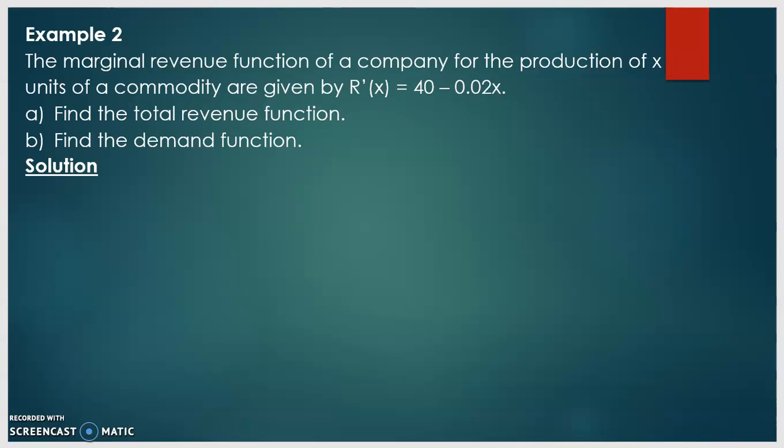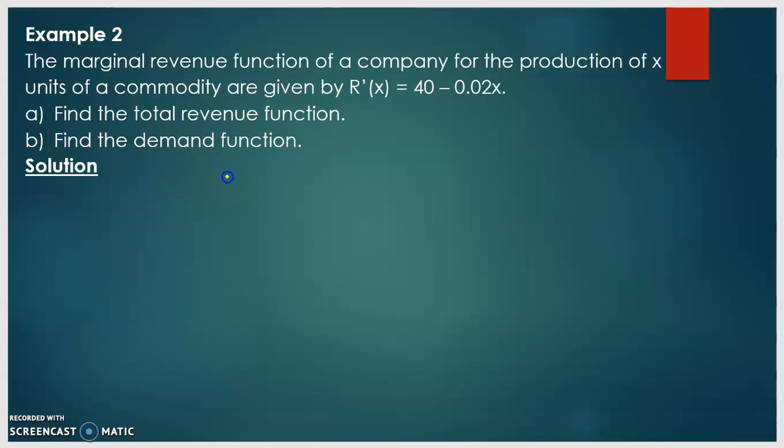Now we look at example 2. The marginal revenue function of a company for the production of x units of a commodity is given by R prime x is equal to 40 minus 0.02x. So this type of question is like the marginal cost function. Now the marginal revenue function is given. So (a), find the total revenue function. So in (a), we have to try to find the total revenue function, like the cost function.